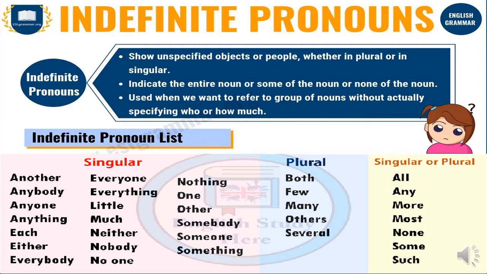And then you might have heard about singular and plural. So there are some indefinite pronouns which go with singular and plural, such as all, any, more, most, none, some, and such. A few of them you might have studied when we are looking into determiners. Well, we'll just see the usage.